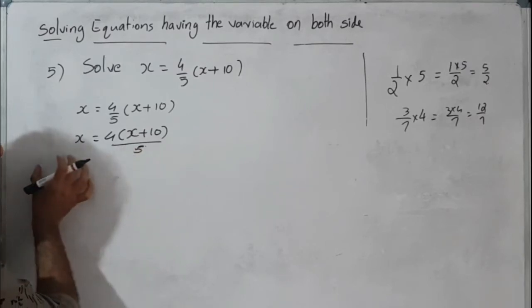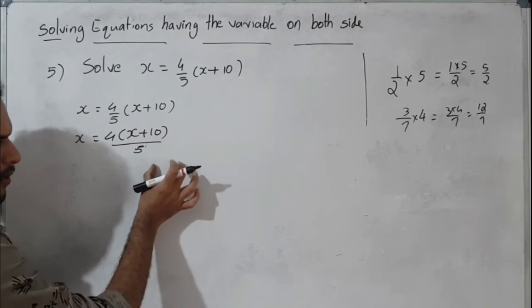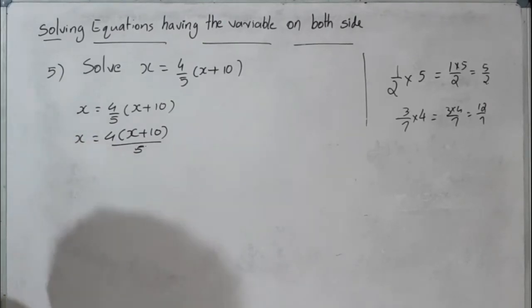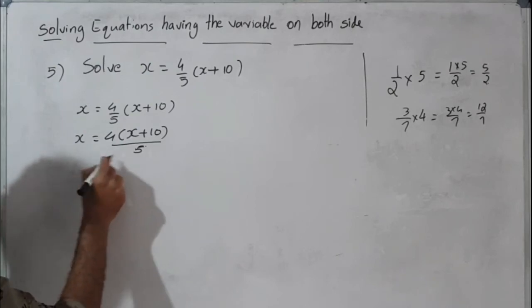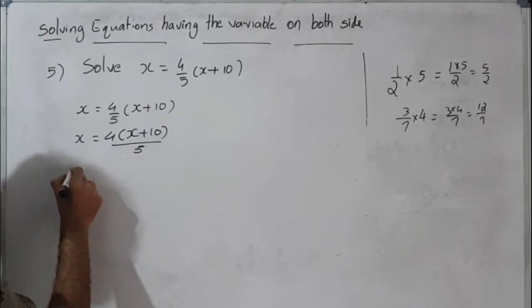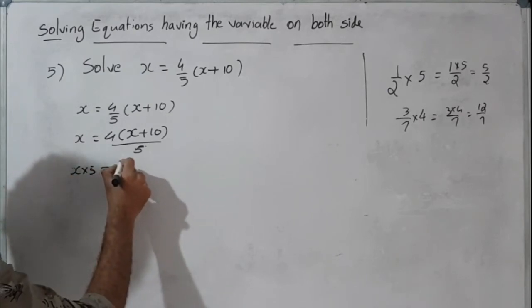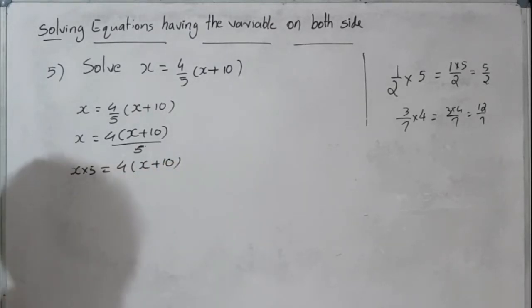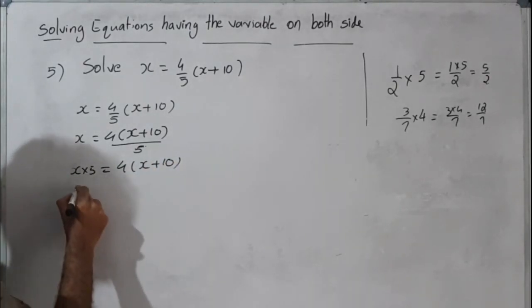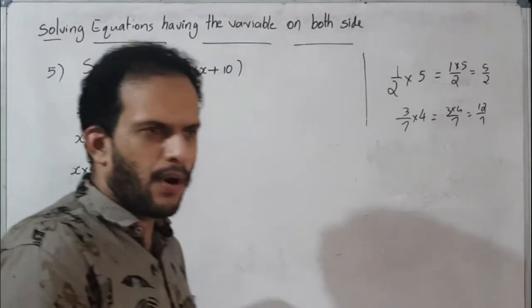If the fraction is in the RHS, like this, I transpose the denominator to the other side. Okay, so if it is by 5, then what is the change? x into 5 is equal to, what is remaining? 4 into (x plus 10). Then x into 5, 5x is equal to 4 into (x plus 10).